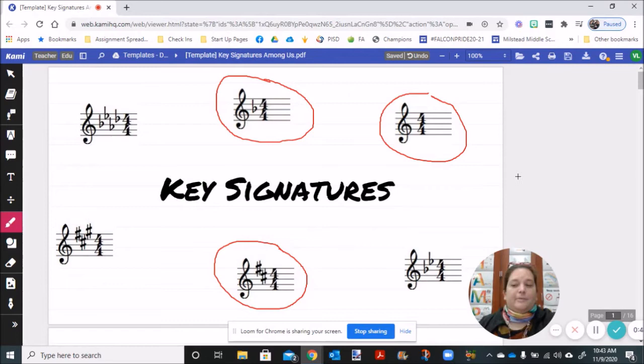Now, whenever we're talking about key signatures, it's important to notice that you will never have a key signature that has sharps and flats at the same time.